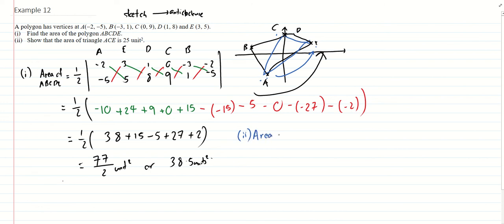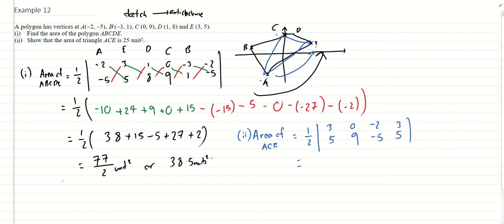area of triangle ACE is given by half, and then let's start from A again. Okay, doesn't matter, you can start from any point lah. Maybe let's start from E lah. Okay, just to mix it up a bit. And then we go to C, so C is 0, 9, and then we go to A, which is -2, -5, and we go back to E, which is 3 and 5. Okay, and then just need to calculate this out.